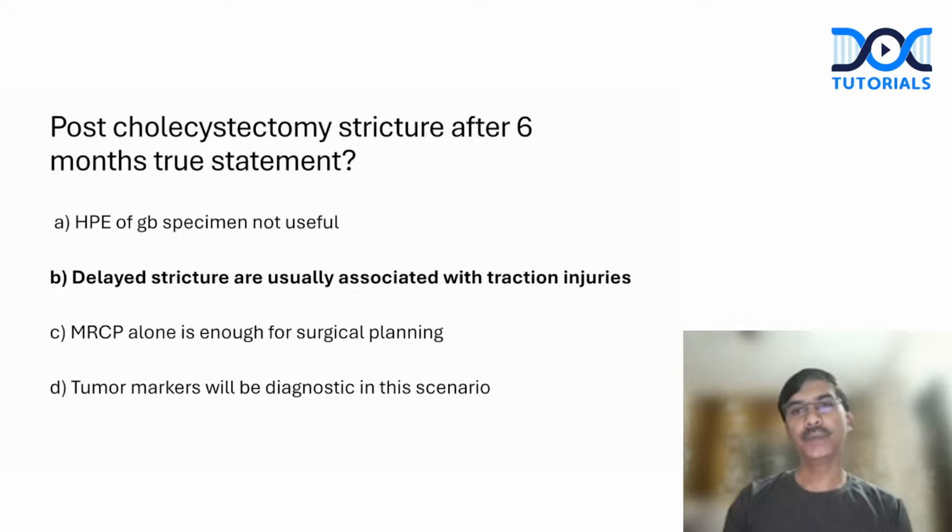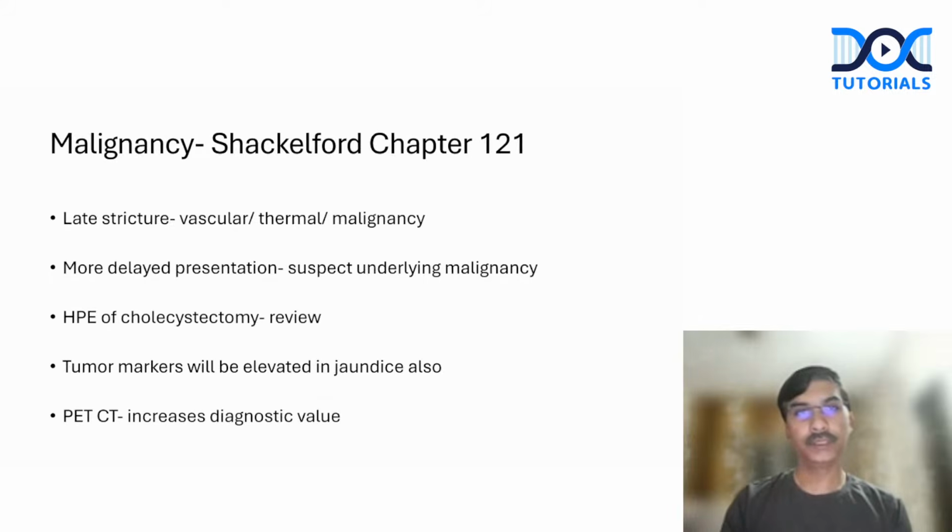Delayed strictures are usually thermal or vascular rather than mechanical injuries. It's either thermal, vascular, or traction injuries. Now, remember, late strictures are usually vascular, thermal, or malignancies. Malignancy should be a differential diagnosis if the presentation is delayed. So the more delayed the presentation, the more the suspicion for malignancy increases.